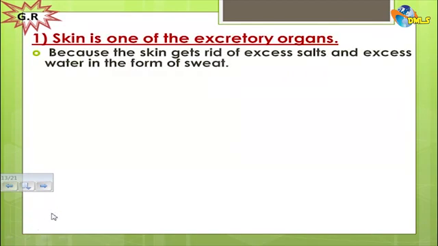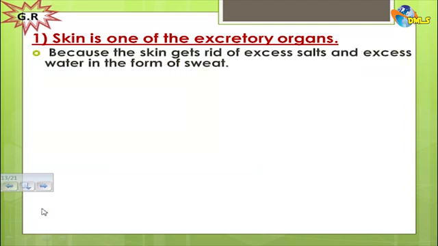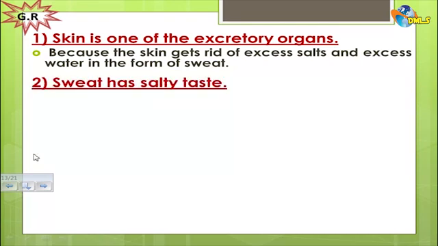Give reason: the skin is one of the excretory organs. Let's guess the answer. Why do we consider the skin one of the excretory organs? The answer is yes, because the skin gets rid of excess salt and excess water in the form of sweat. Number two, sweat has a salty taste. Can you taste your sweat before? If you do, you will have a salty taste. Why? Because the sweat has excess salt.